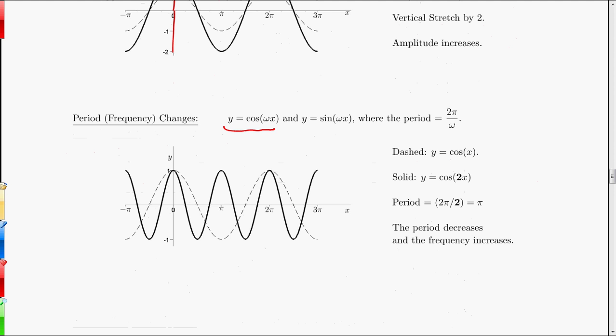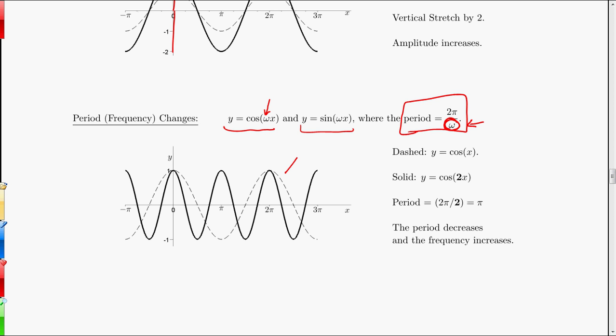Here again, it doesn't matter whether we're talking cosine or sine. If we multiply our independent variable x, or sometimes it's t, by a value other than 1, it changes the frequency. This term omega, which looks like a W, is called the angular frequency, or sometimes just the frequency. What it does to the period is this: sine and cosine have period 2 pi, and it divides that period 2 pi by omega. So the bigger this omega is, the smaller the period.